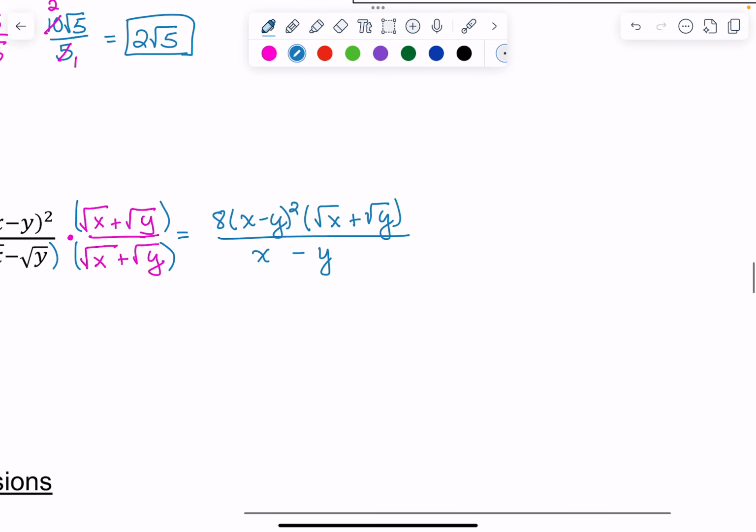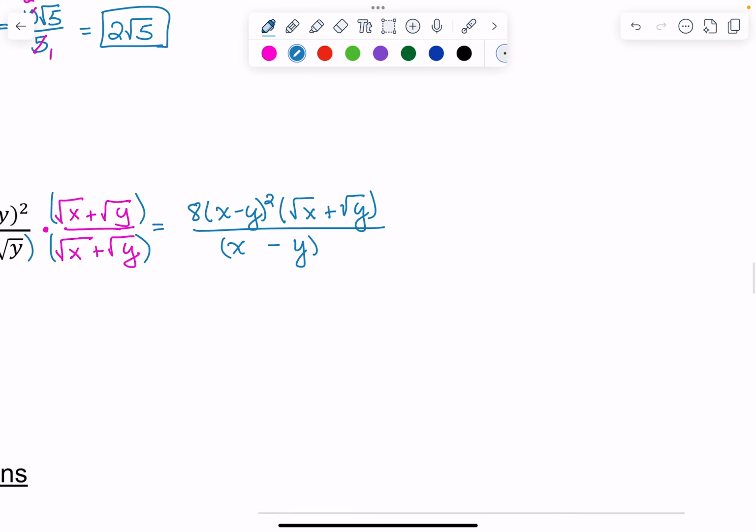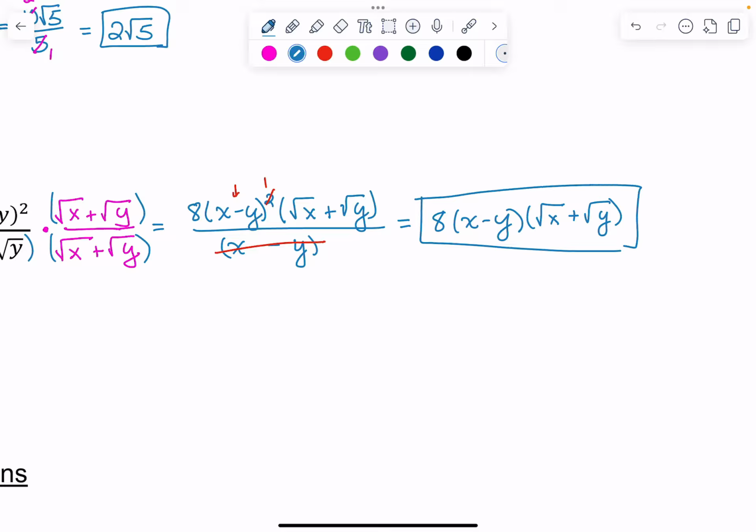Now I notice that this right here in the denominator is the same as one of these up here. So I'm going to cross out one of those. So I'm going to leave one up here and none down in the denominator. And so I'm going to have 8 times x minus y times the square root of x plus the square root of y. And that's going to be my answer there. I've rationalized the denominator and taken care of it.